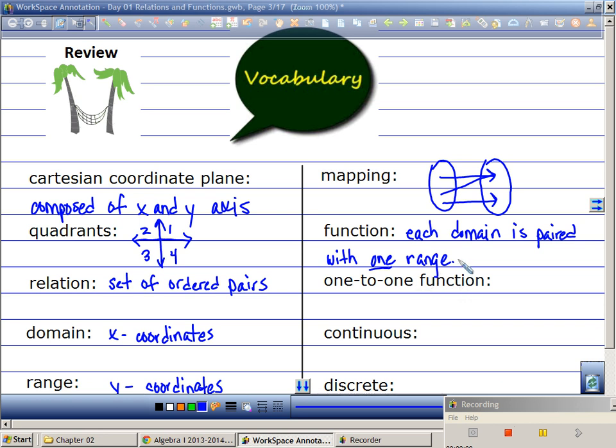A one-to-one function, on the other hand, is each range is paired with only one domain. So that would be something more like each one has its own. That's a one-to-one function.